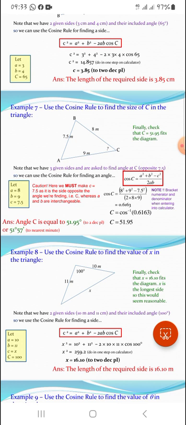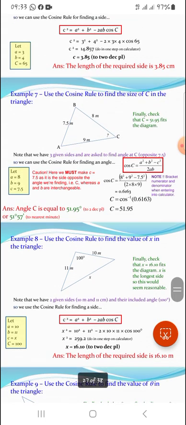So in this case, you have to find angle C, and the formula to use is also stated here. So you can substitute for the value of A, which is 8, it becomes 8 square. Value of B, which is 9, it becomes 9 square. Value of C, which is 7.5, it becomes 7.5 square. Divided by 2 times 8 times 9, which is 72 times 2, 144.